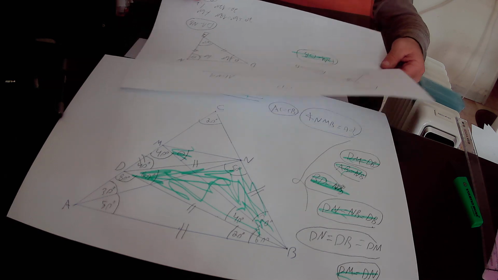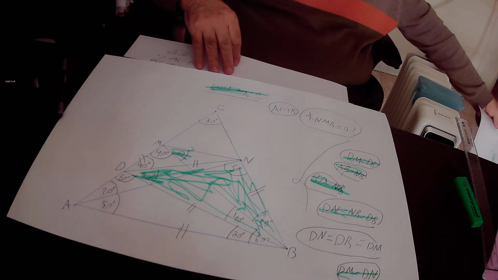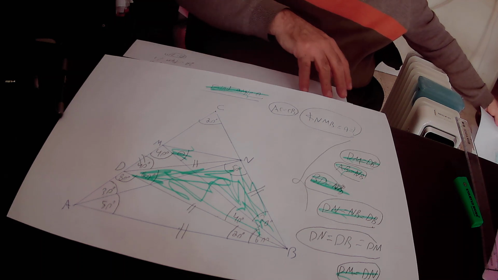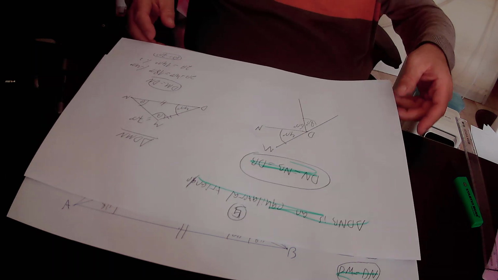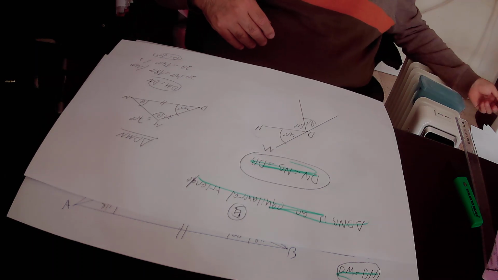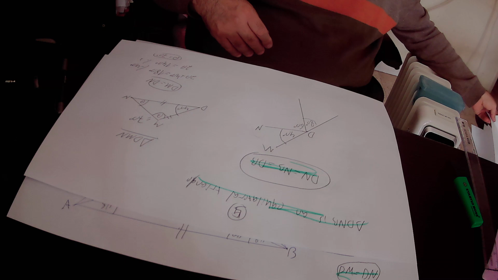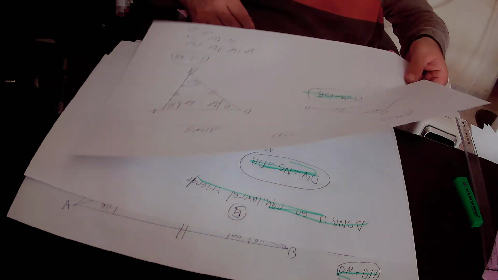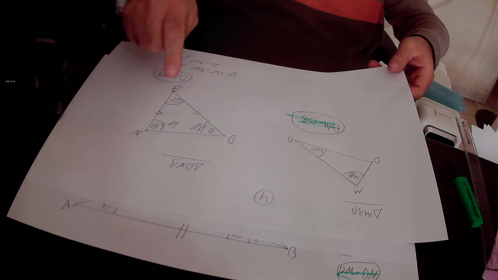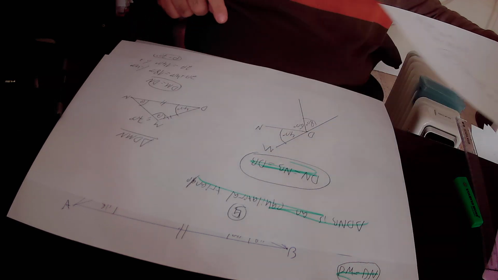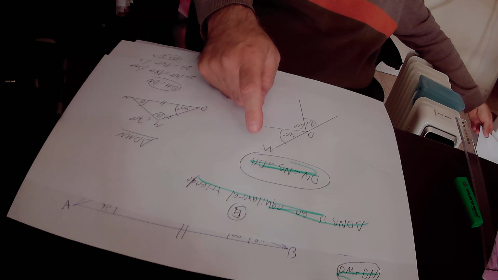Again, triangle DNB must be an equilateral triangle. And we know that in an equilateral triangle, all the sides are equal to each other. That is to say, in this equilateral triangle DNB, DN equals NB equals DB.